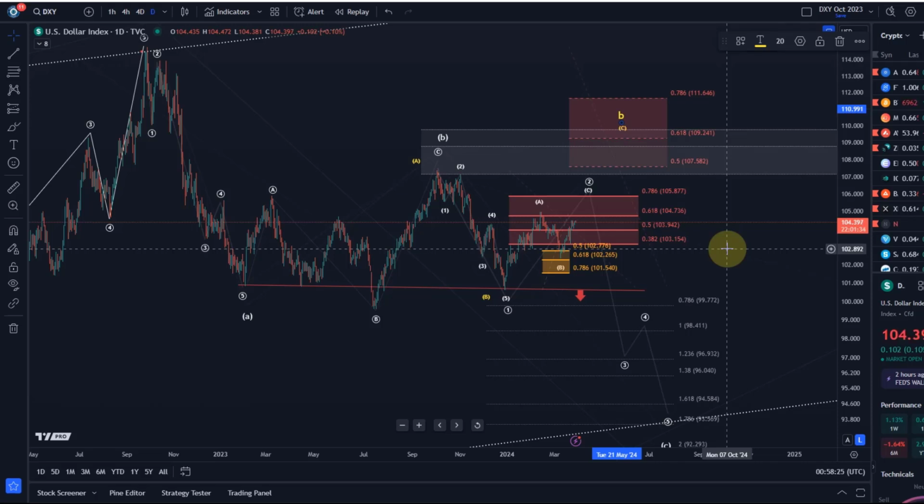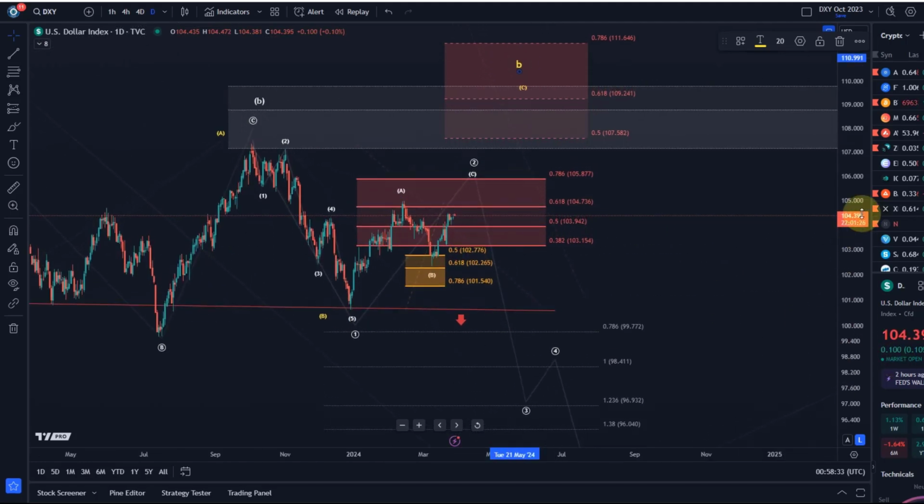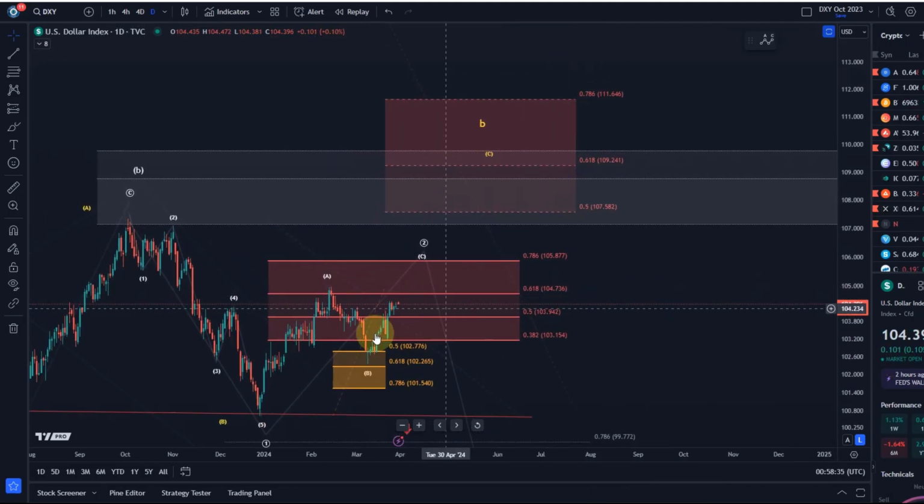That's at the moment what the DXY is set to do. In the very short term, it looks as if we're going to push higher in both scenarios. In the white count, in which we're dealing with a C wave, it can still stretch higher, possibly to 105.87. And even in the yellow count, we're dealing with this C wave of B. We should push higher at the moment, in the very short term. That's my update about the DXY.